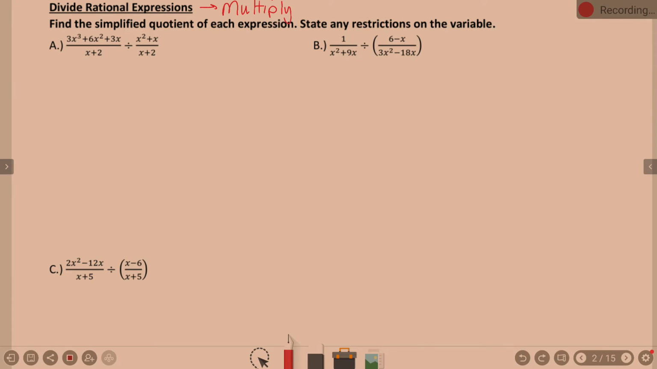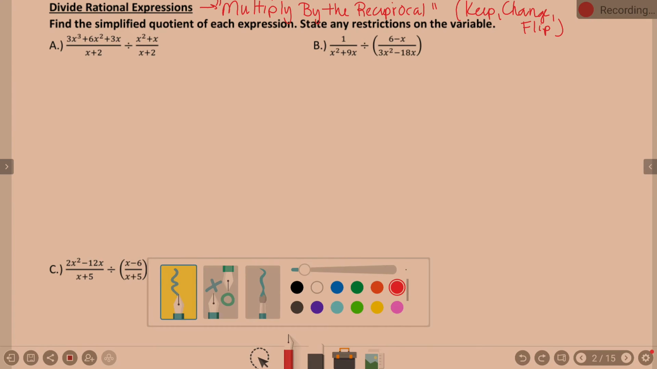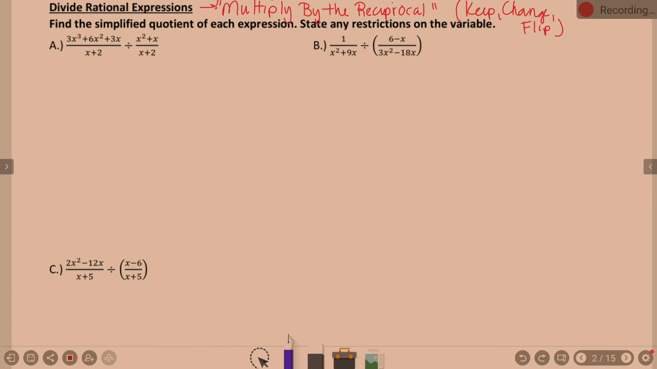Multiply by the reciprocal, or if you prefer, keep, change, flip. And I'll be honest, I usually teach both. So before I start any factoring, when you do this on your own, you can factor and do your keep, change, flip at the same time. Me personally, I'm going to teach that we do our keep, change, flip, and then I'll do all my factoring.